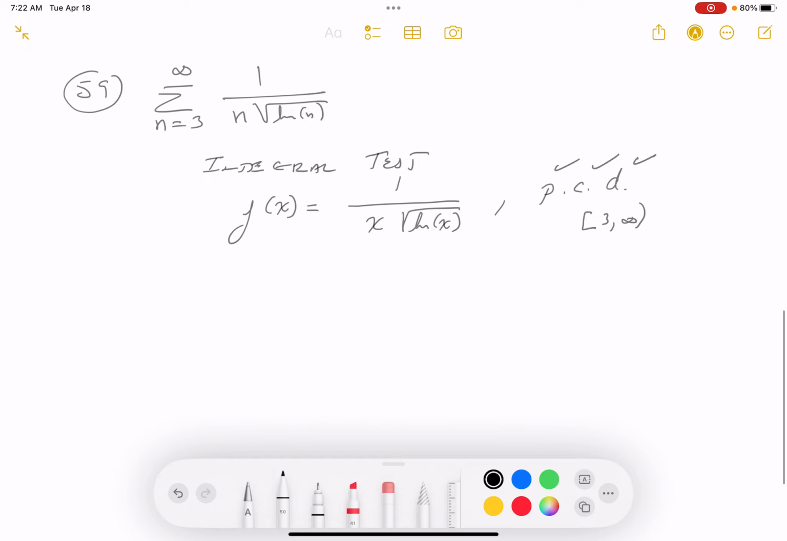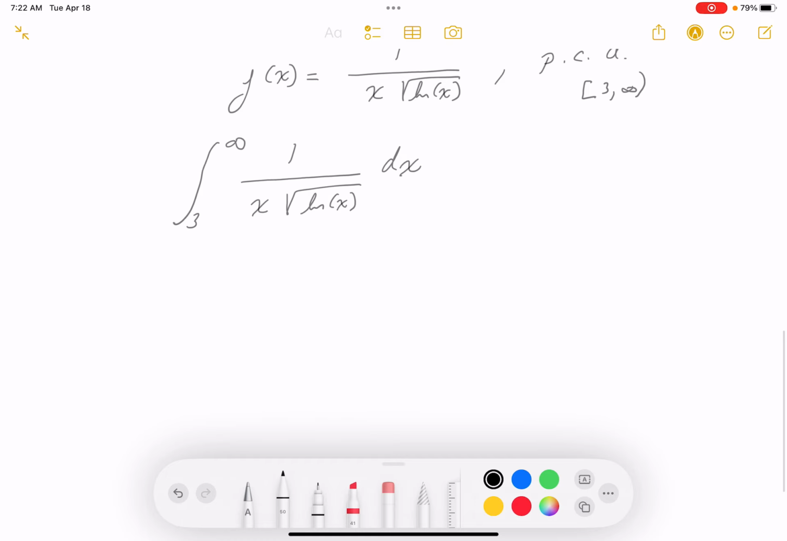So what I'm going to do is put the integration down now, using the integral test. I'm going to start at 3 and go off to infinity. And what do you get over here? You get 1 over x times the root of the natural log of x, dx. All right? So I want to do the integration. I'm probably going to make a substitution: u equals the natural log of x, and then du would be 1 over x dx.